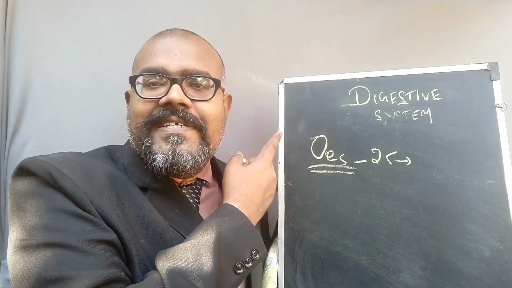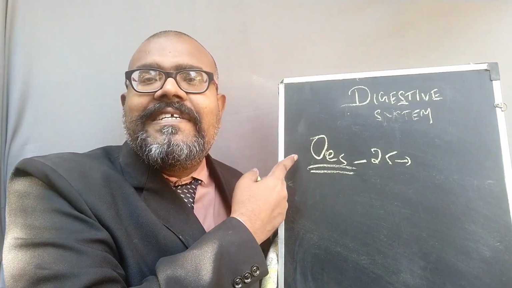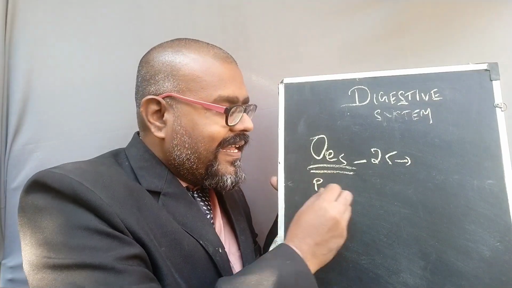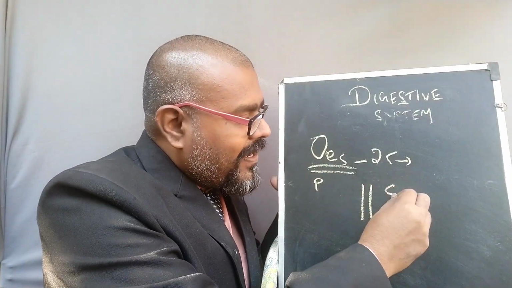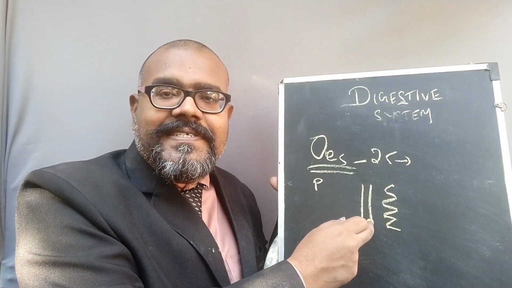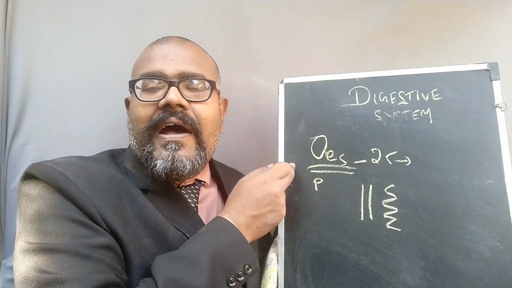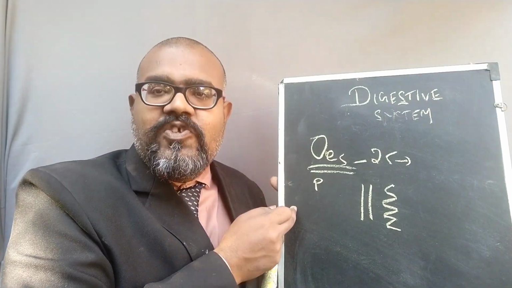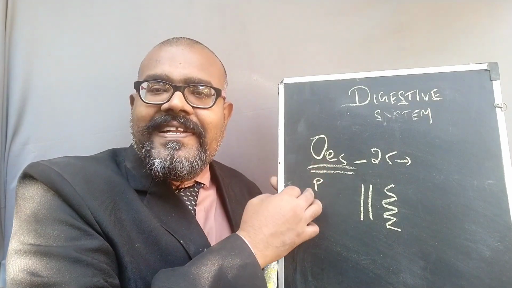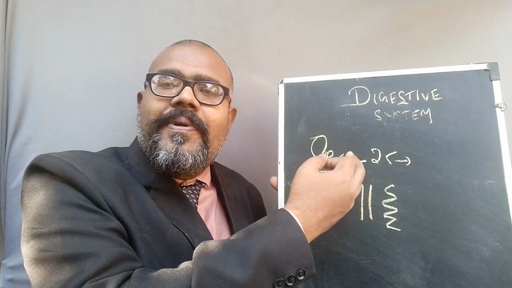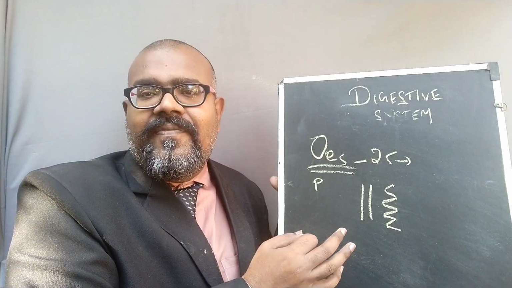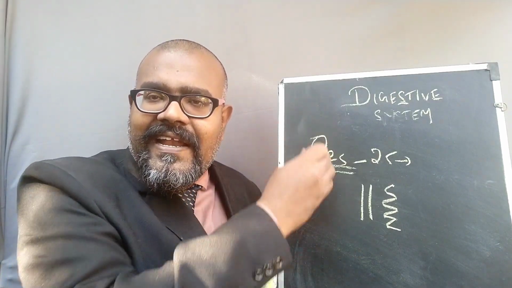The bolus created in the mouth attains peristaltic movement to reach the stomach. So this is the process that happens in the esophagus. There is no secretion of enzymes, no presence of glands, nothing in the esophagus. It just acts as a traveling path.